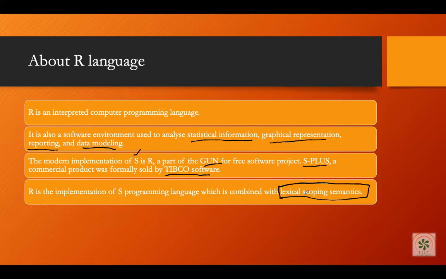Now, R is involved with lexical scoping semantics. It means that every variable will be given a particular scope, and within that scope, we are able to access it. So those programming languages which provide the scoping of a variable come under lexical scoping semantics languages. And R is one of those languages.